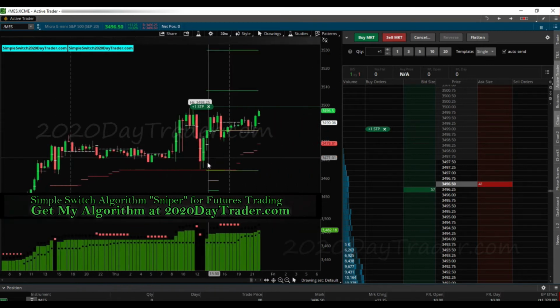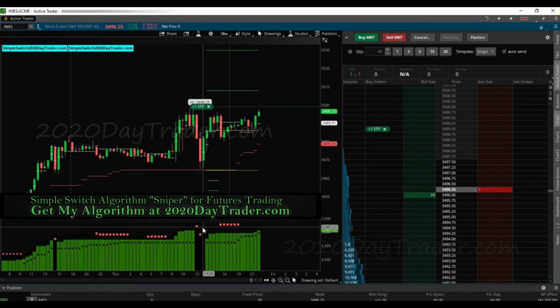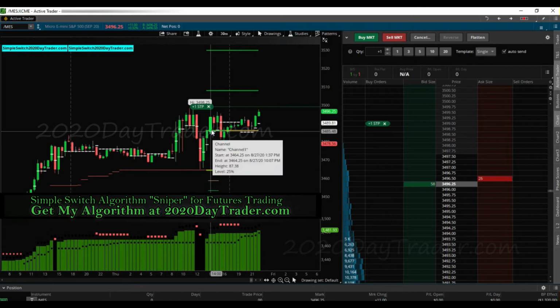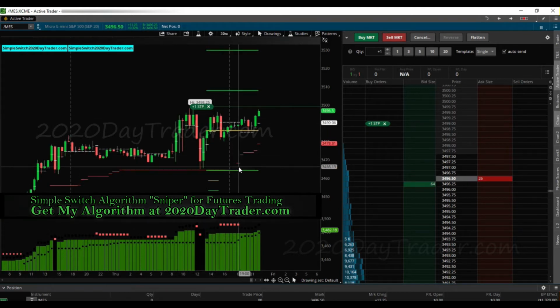Let's zoom in. So the way this algorithm works is we get a black line with no red dots. Then we get a green line. As long as we don't have any red dots and we're black turning into a green line, we're good. That's our cue to enter the trade. So as soon as this candle closes right here, we're in the trade.